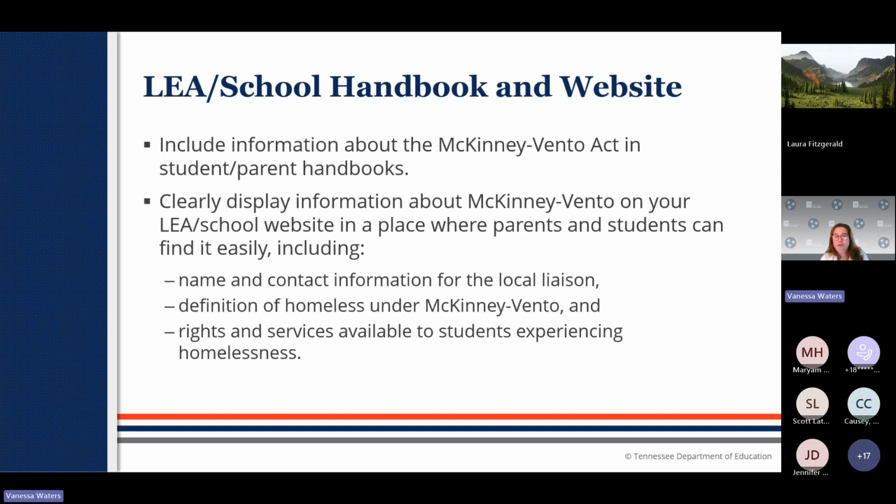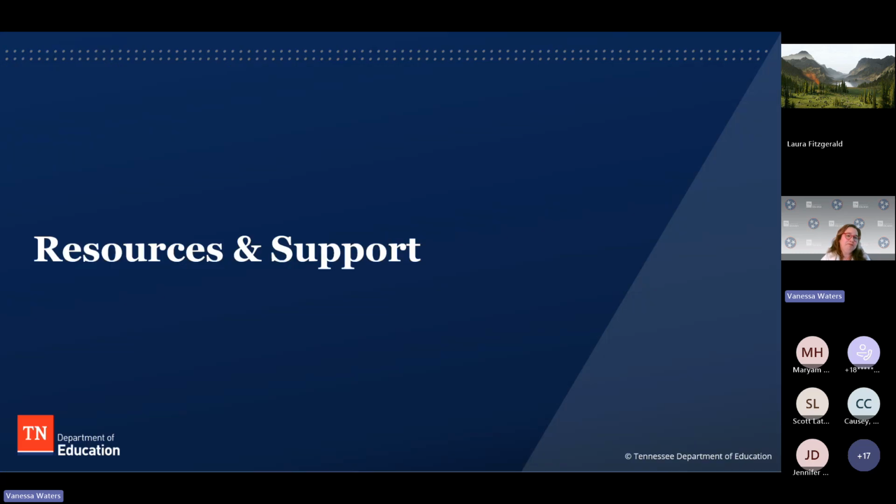Again, it is federally required that you have information on your LEA website or handbook. It has information about McKinney-Vento, who the homeless liaison is, and things to help support them. So making sure that you have that. When we do our monitoring, our team does go and look at the websites and the handbooks to see if there's any mention of McKinney-Vento supports and who that contact person is. So please ensure that you have that on your websites or in your handbooks.